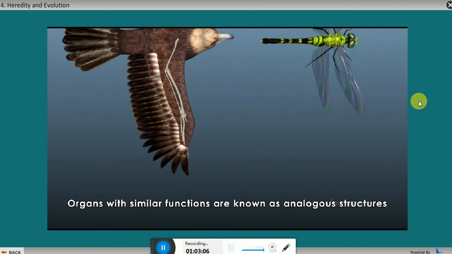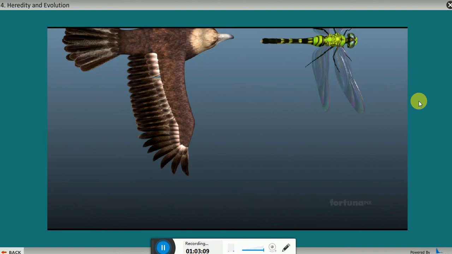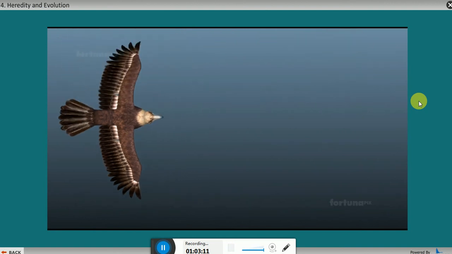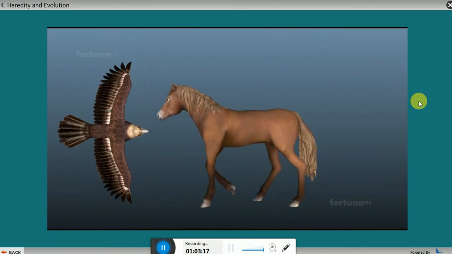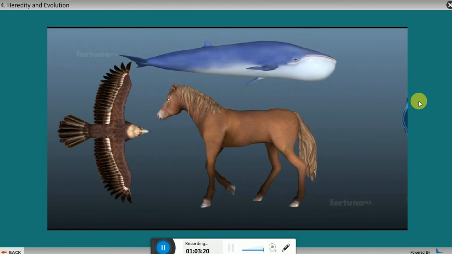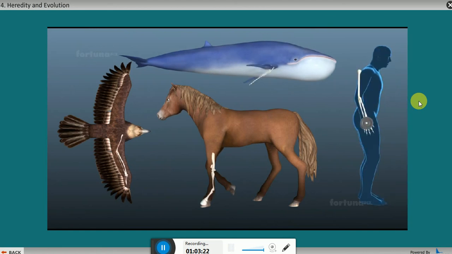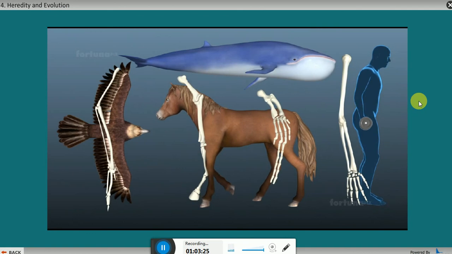Now, let's consider the front limbs of different animals. The wings of a bird, the front legs of a horse, the flippers of a whale, and the hands of a human. If we look inside each of these organs, we'll find that all of them have the same basic structure, but the arrangement of the bones, such as the humerus, radius, ulna, carpals, metacarpals, and phalanges will be different. Although these structures are similar, their functions are different.